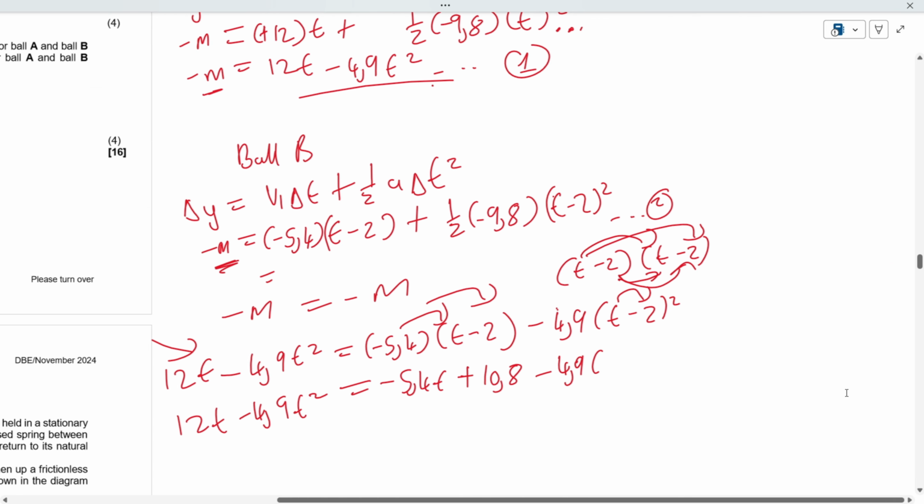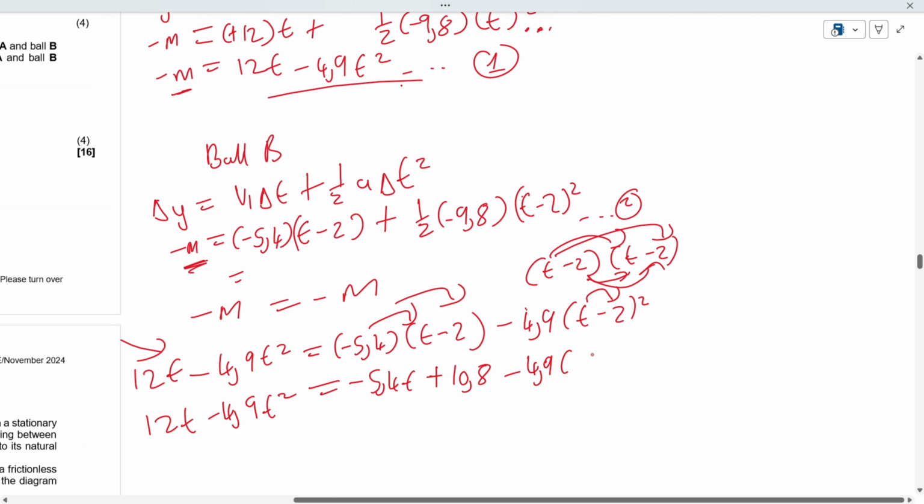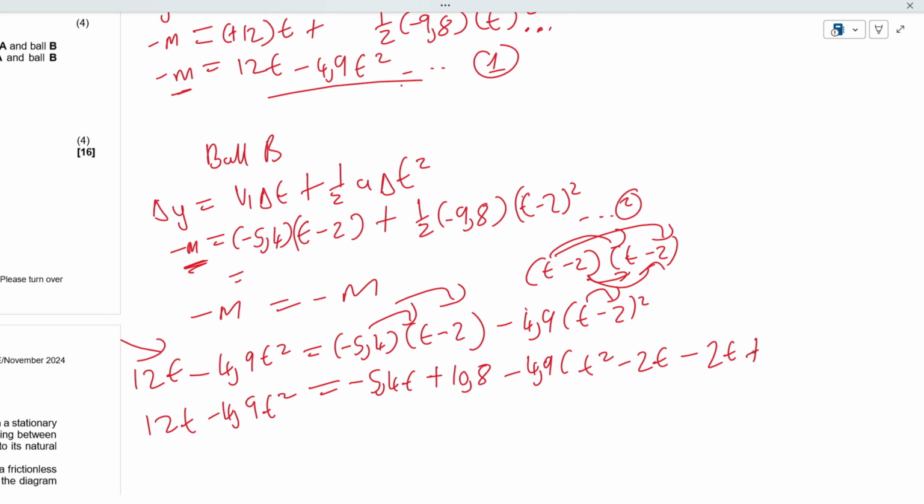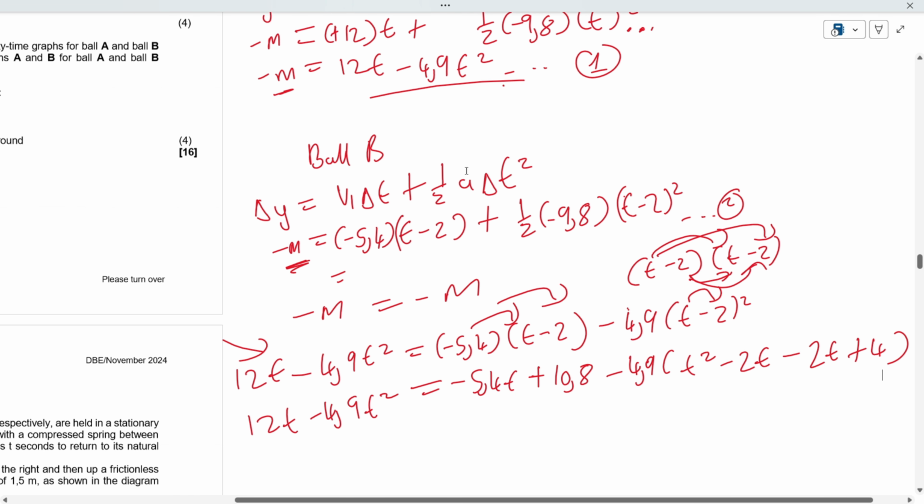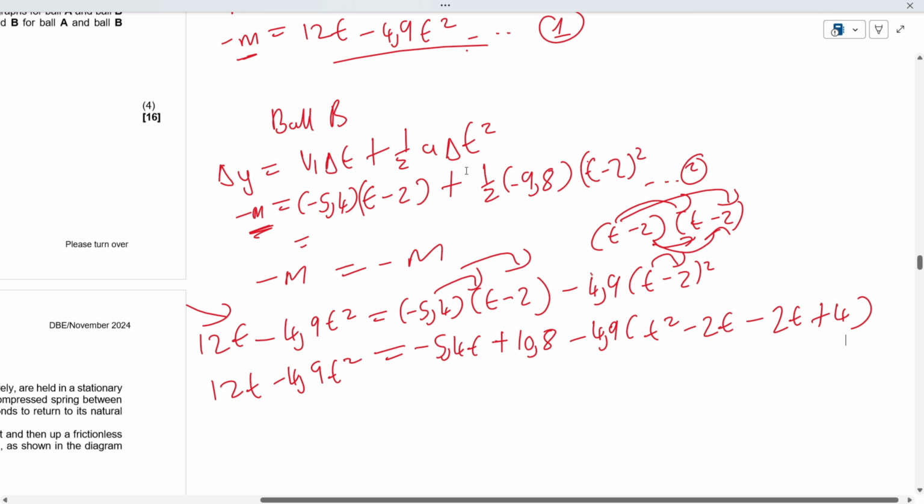This times this is going to be t squared, and this times this is going to be minus 2t, and this times this is going to be minus 2t also. This times this is going to be positive 4. See, this is the long way, but there's no other way that I saw in which we can do it. So now we just write everything as it is.